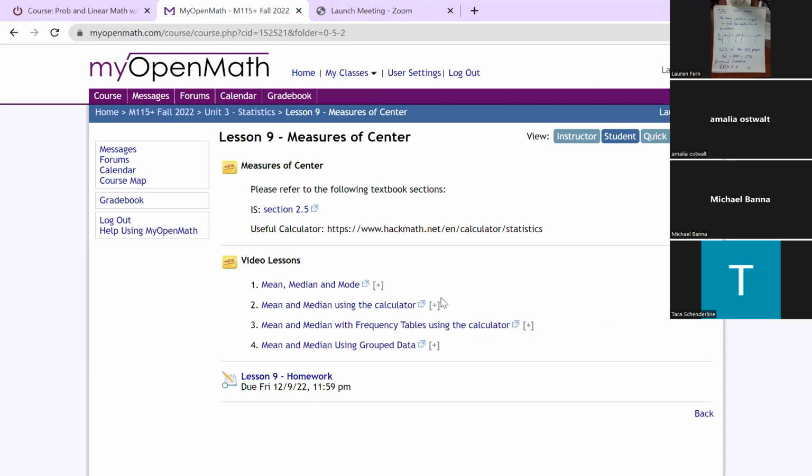I'll talk about the homework and all of that stuff later. What I want to say is as follows. There are some calculator instructions with video lessons here that you can refer to, but these use the TI 83 and 84 calculators, which I will show you in class because I know people have them, but I will also show you how to do this on our TI 36X Pro. Cool?